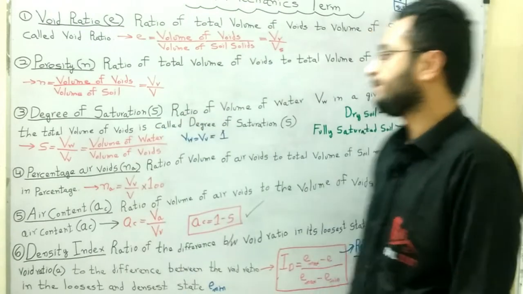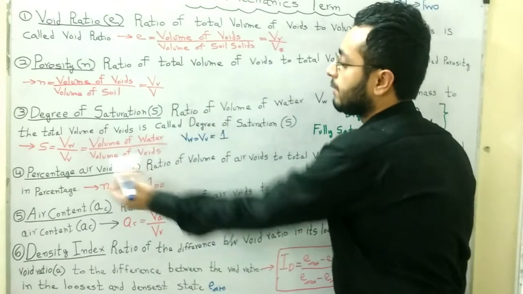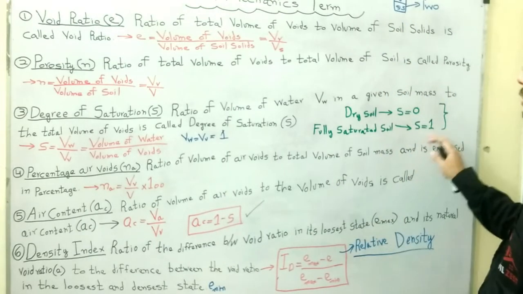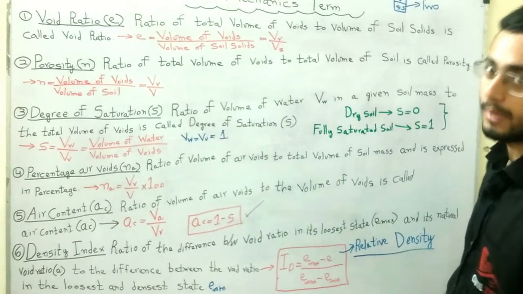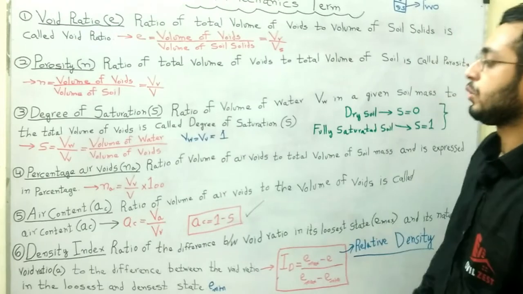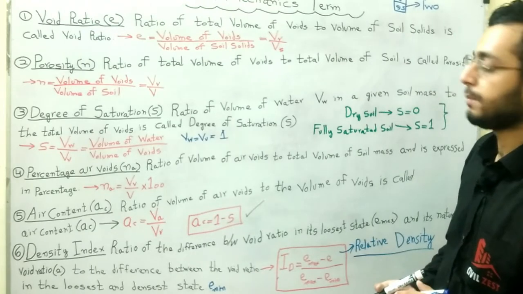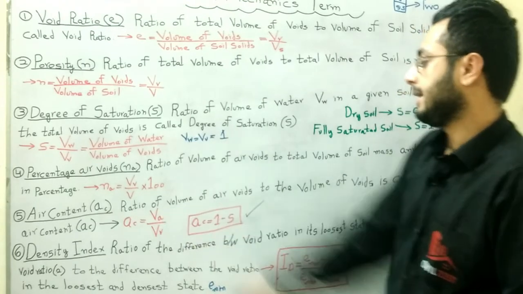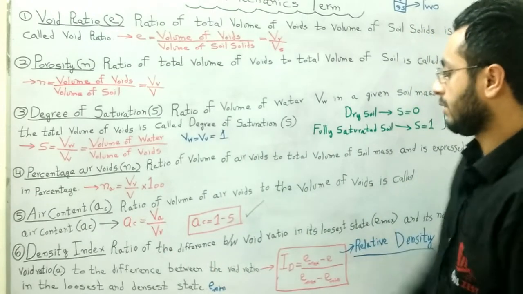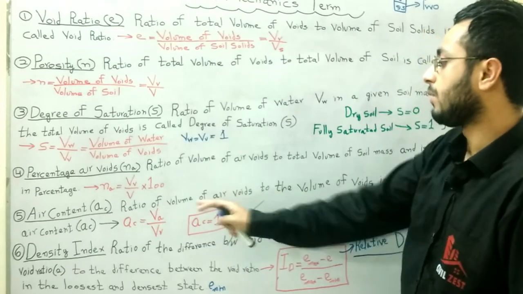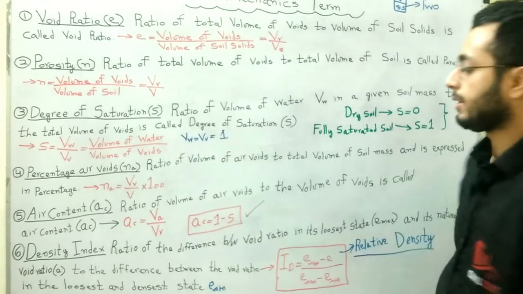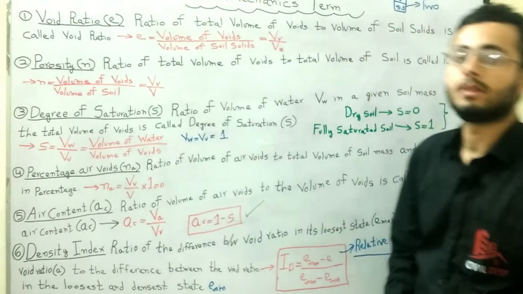Similarly, degree of saturation is volume of water divided by volume of voids; in case of dry soil S is equal to 0, and in case of saturated soil S is equal to 1, fully saturated soil, 100% degree of saturation. Similarly, percentage air voids, na is equal to Va divided by V, expressed in percentage. Air content, ac is equal to Va divided by Vv, the volume of air voids to the volume of voids. Here also the volume of voids is used in the denominator. ac is equal to 1 minus S. It is an important equation, and we have studied the density index and what it is.